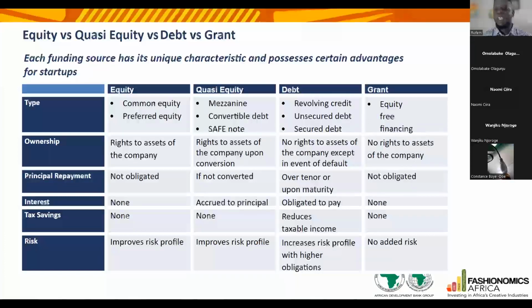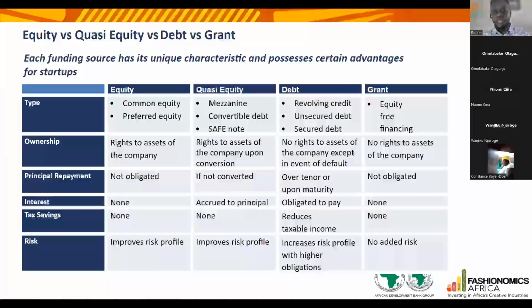So I can see that a number of people in the group have talked about how cumbersome it is to get funding, and really what is cumbersome is that different people have different approaches to investing and certain things they look out for. But basically, the different characteristics of different types of instruments. So whether it's equity, whether it's quasi-equity, whether it's debt or grants.